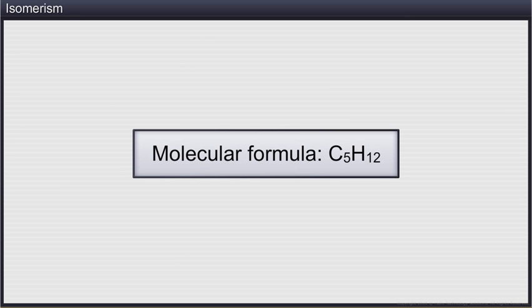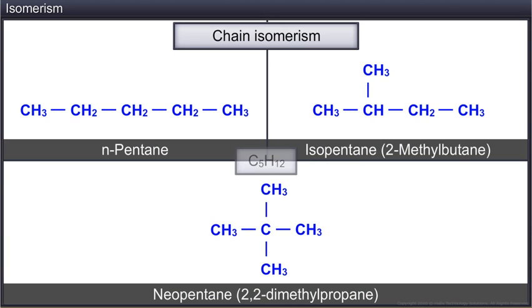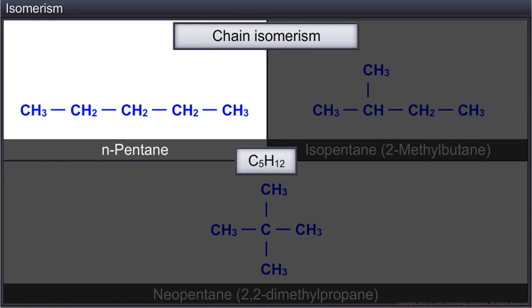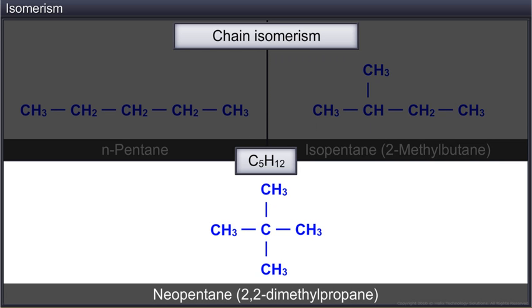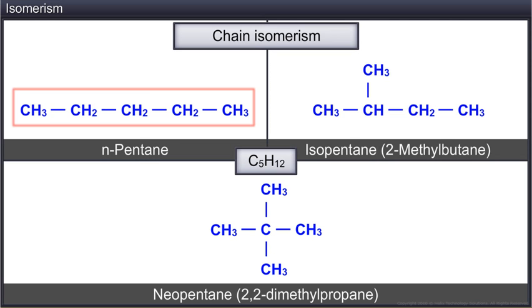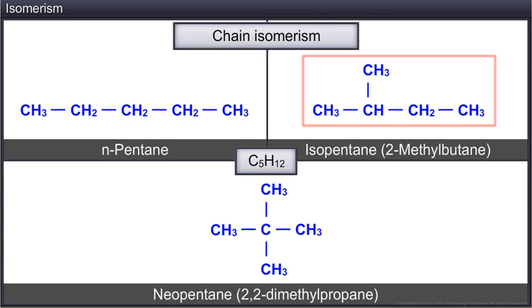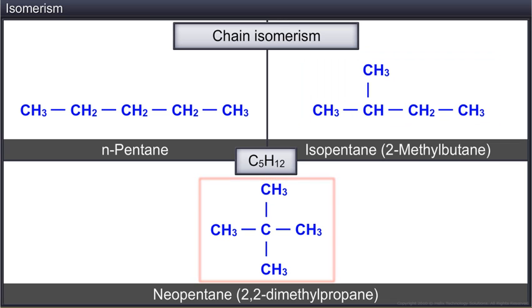For example, the following 3 chain isomers are possible with molecular formula C5H12. They are n-pentane, isopentane or 2-methylbutane, and neopentane or 2,2-dimethylpropane. Here the carbon skeleton is different in each compound, but the molecular formula is the same.